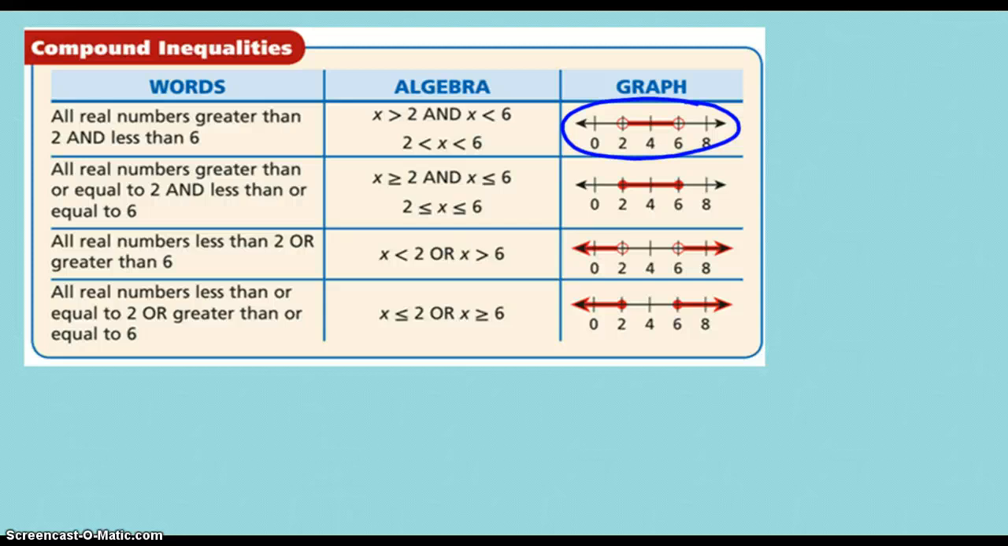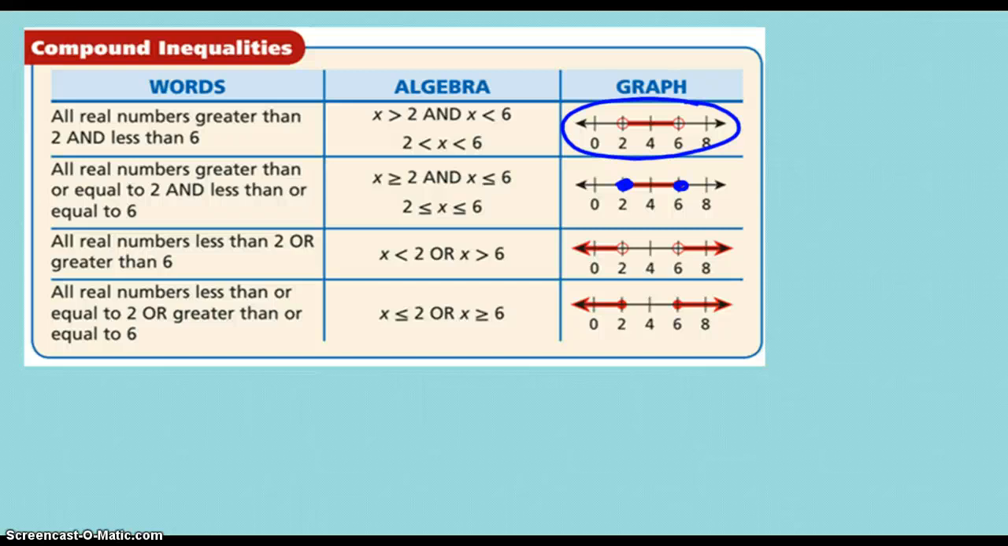The same exact thing applies to the bottom one, except now we are including 2 and 6. The bottom two examples are or statements, just like we saw in that last example on the previous slide. x is less than 2, so not including 2, or x is greater than 6, and you can see how they've graphed that. Same deal with the bottom example, except now they're including both.